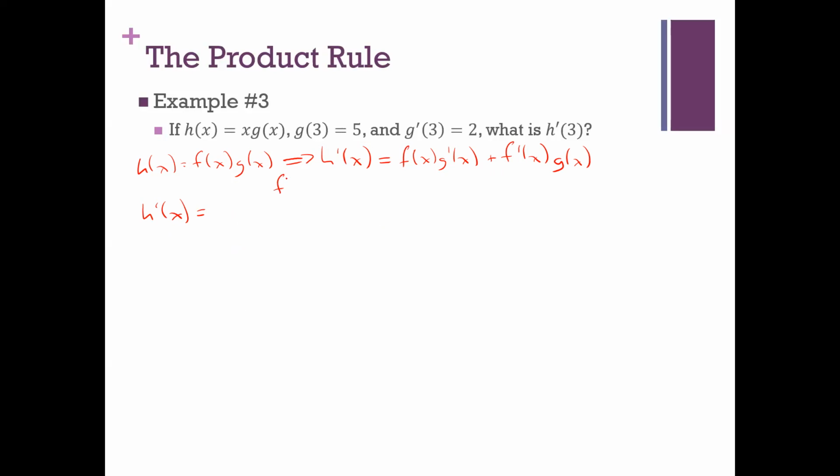I guess in this case, we can say that f of x equals x. So then f times g prime would be x times g prime of x. What would f prime of x be? Just 1, so I'll just write 1 times g of x. Quick rewrite. So any questions about how we got here so far?